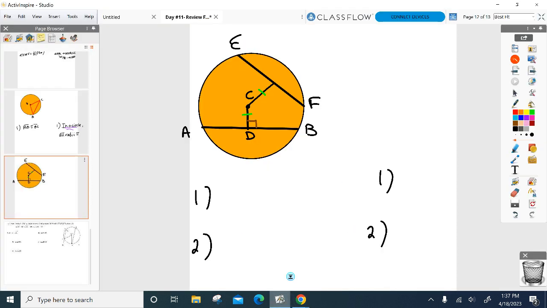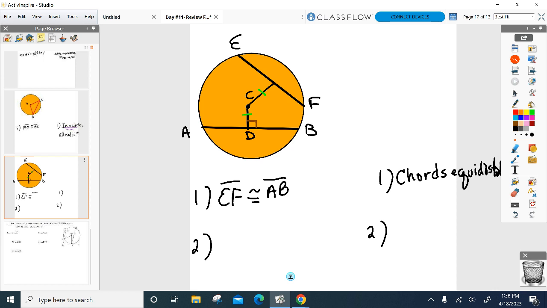EF is congruent to AB. All right, there we go. Chord EF is congruent to chord AB. That is true. Why, Maddie? Because the chords are equidistant from the center. Perfect. Chords equidistant from the center are congruent. Good work. One more fact.